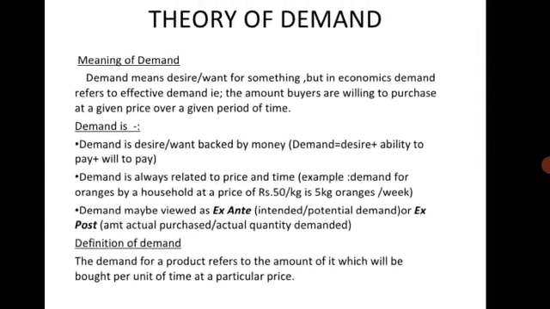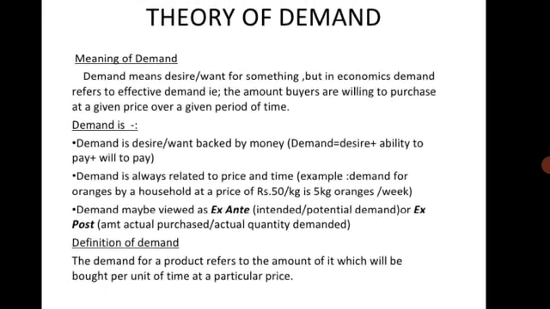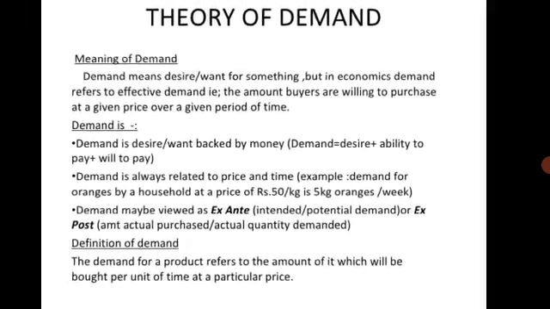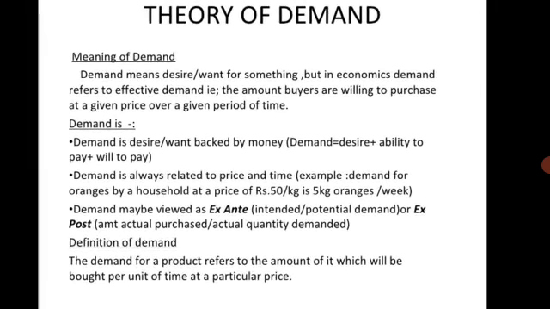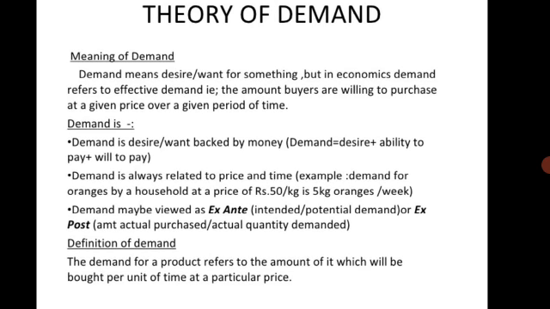The demand for a good is defined as the quantity of the good a consumer in the market is willing to buy at a particular price during a given period of time. There are four essential parts of the statement: quantity of the goods, willingness to buy, price of the goods, and given period of time.